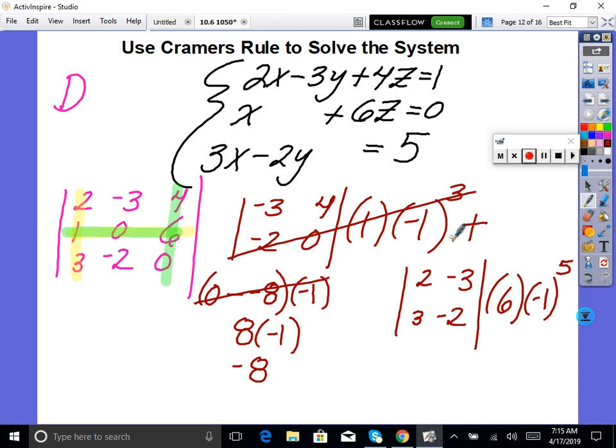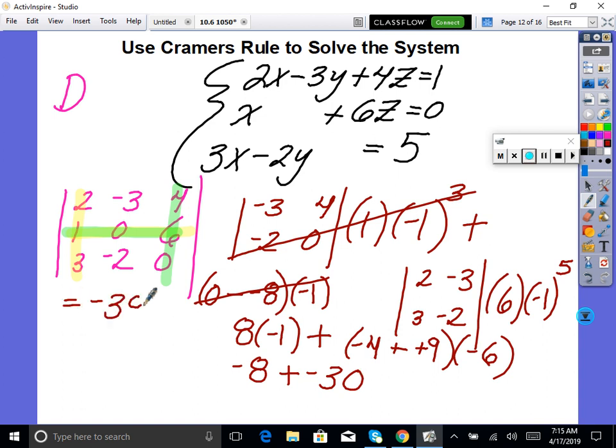Then we're going to be adding that to negative 4 minus negative 9 times negative 6. So that'll be 5 times, isn't this 5? 5 times negative 6, negative 30. So our determinant is negative 38. The original D is negative 38.